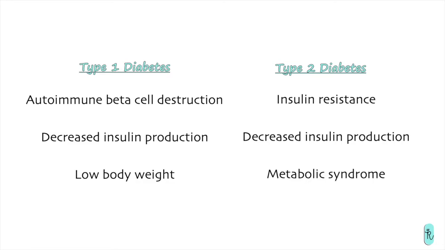Many patients with type 2 diabetes have something called metabolic syndrome, which can result from high blood pressure, high blood sugar, excess body fat around the waist, and dyslipidemia or high cholesterol levels. Our focus for this video will be type 2 diabetes.